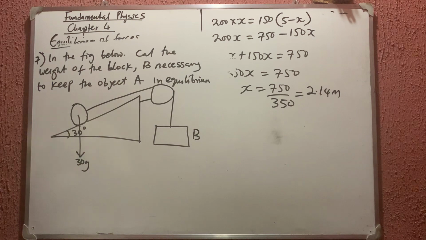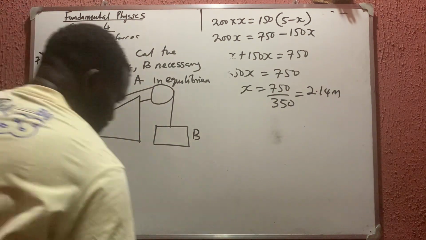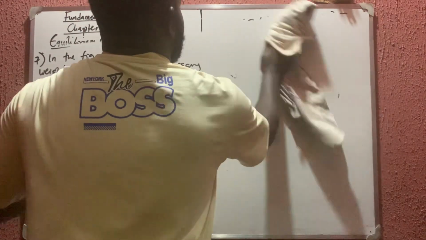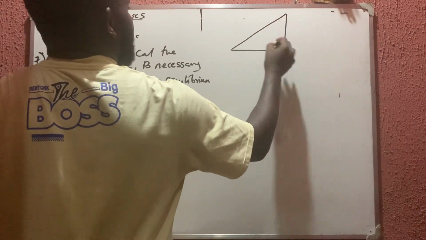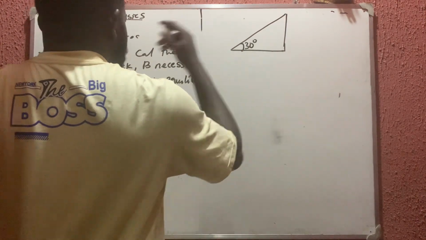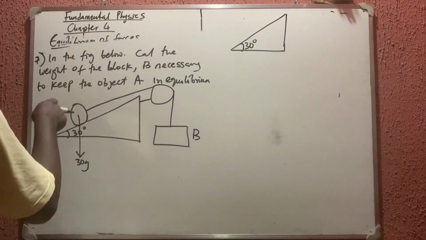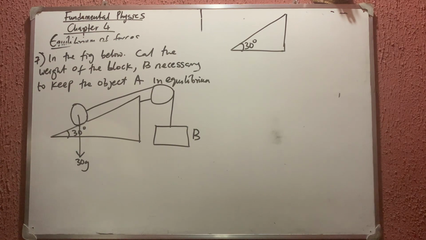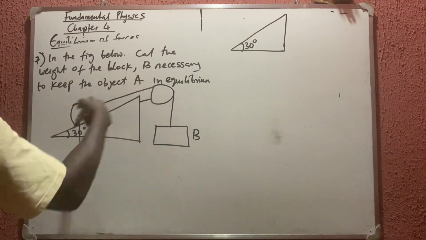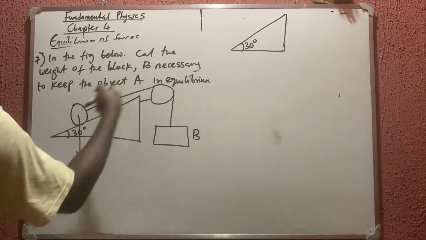So for question number 7, this is very, very simple. It's going to make up a triangle, as simple as that. So for the triangle, I have that this is the triangle, and here is my 30 degrees. I have that the weight, which is acting downward like this, and this weight is the horizontal weight that is like this.